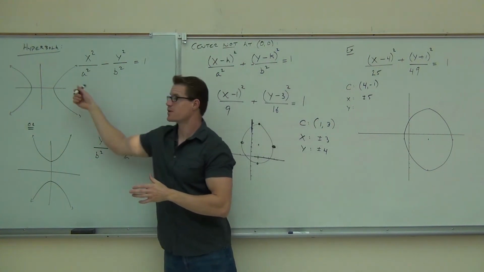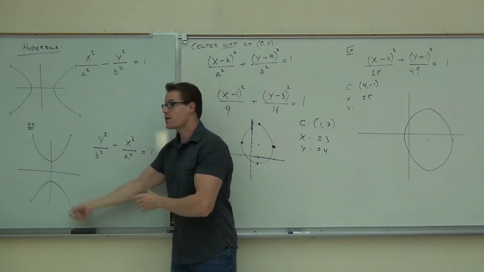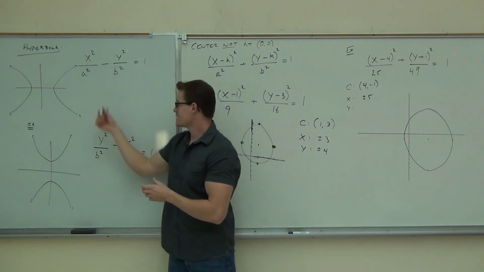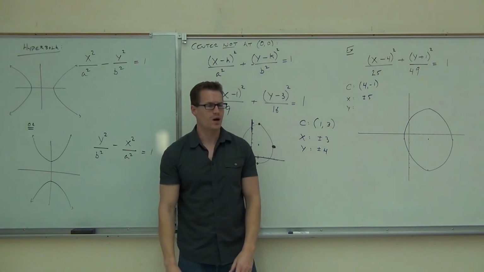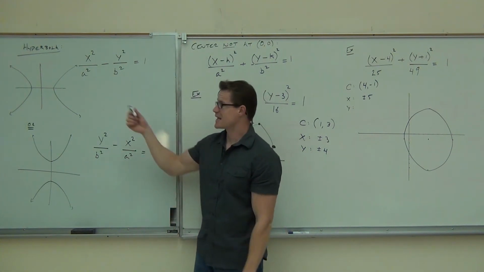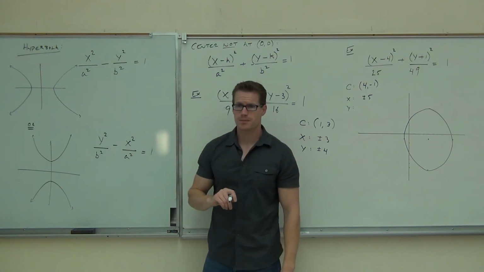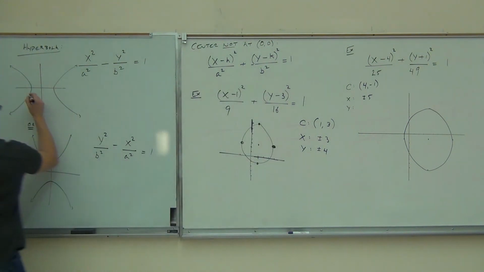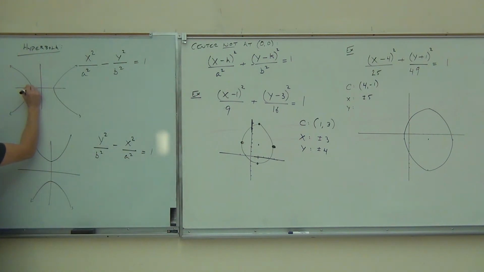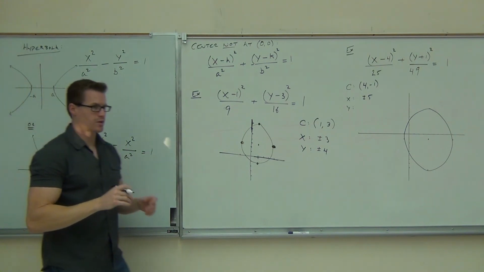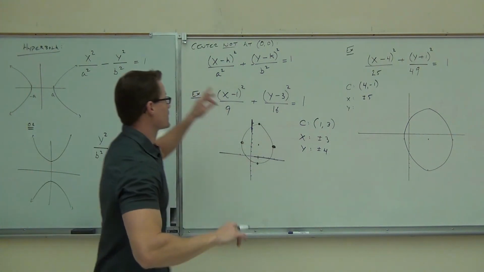So x comes first this way. Y comes first this way. The b's and the a's, they go along with the x and the y's. Now, what do those b's and those a's stand for? Well, this is kind of cool. What letter is a associated with, the x or the y? X. That means that this right here, just like an ellipse, it's going to give you the negative a and the a. It's going to tell you where those things cross the x-axis, just like this did.